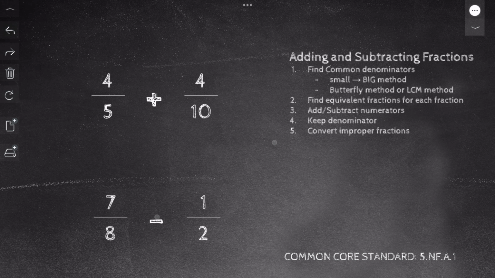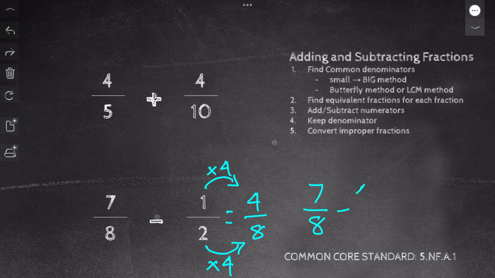All right, let's take a look at 7/8 minus 1/2. I need to find my common denominator. I'm going to start with small to big. 2 goes into 8, so that means I can keep 7/8. And that means 2 times something equals 8, and 2 times 4 equals 8. So whatever I do to the bottom, I need to do to the top. And 1 times 4 is 4. Now I'm ready to subtract. I have 7/8 minus 4/8. When we subtract, we go straight across on my numerators, and 7 minus 4 equals 3, and I keep my denominator. My answer is 3/8.